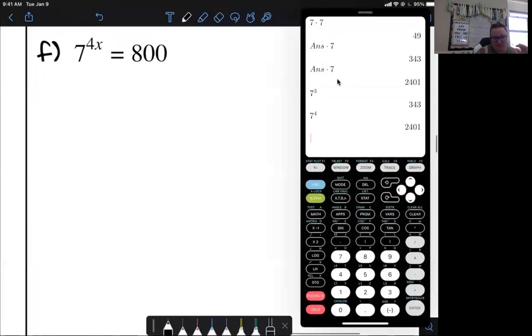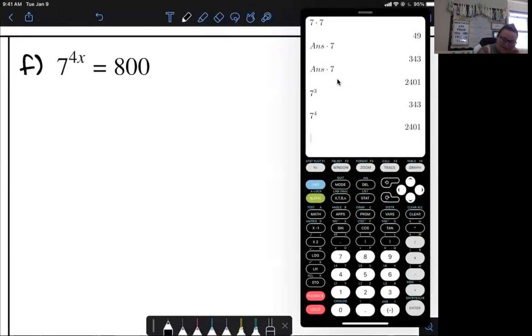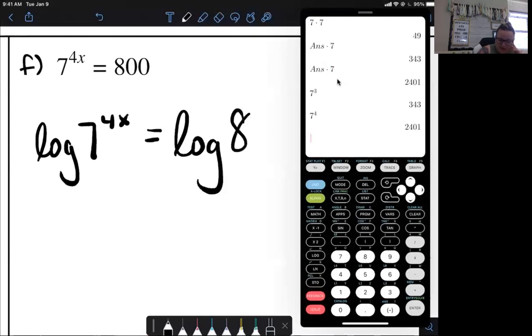So what we're going to have to do is use our power property and use logs to help us solve this equation. So check this out. If I take this equation and take the log of 7 to the 4x is equal to the log of 800.